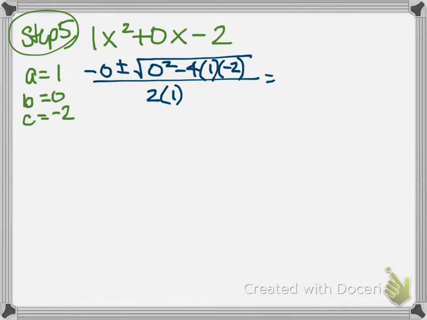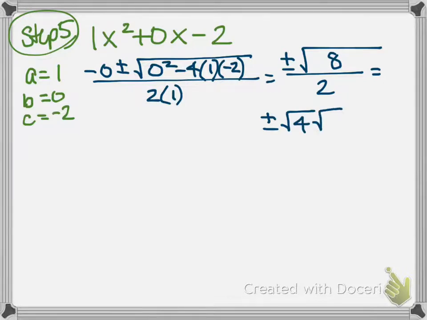So continuing on, we have plus or minus, because that negative 0 doesn't matter. 0 squared is 0. Negative 4 times 1 is negative 4, times negative 2 is a positive 8, divided by 2 times 1 is 2. So the square root of 8 is not a pretty number, but there is a special square root hiding in there. So that's the square root of 4 times the square root of 2 divided by 2.